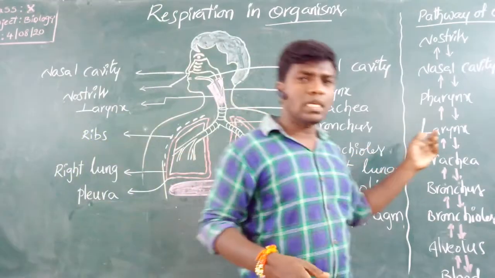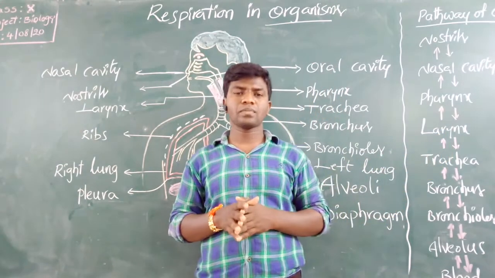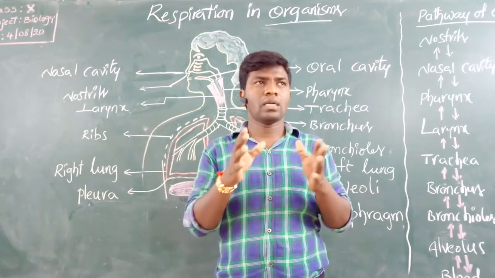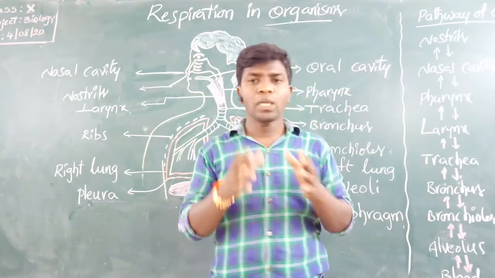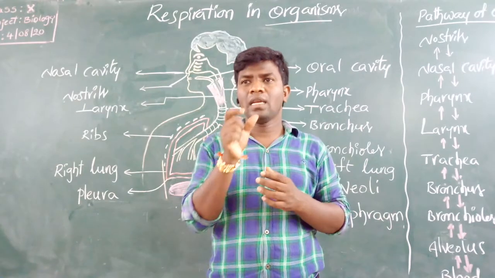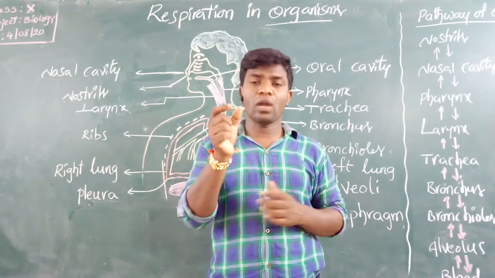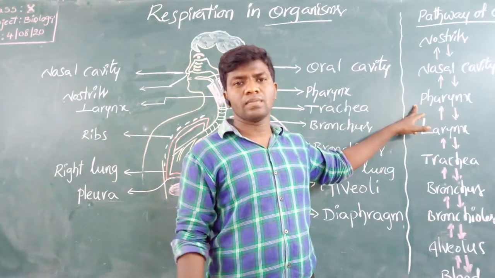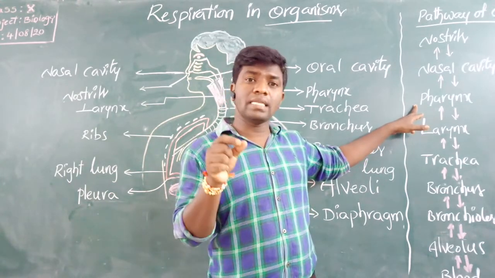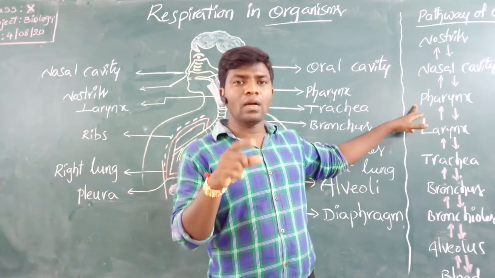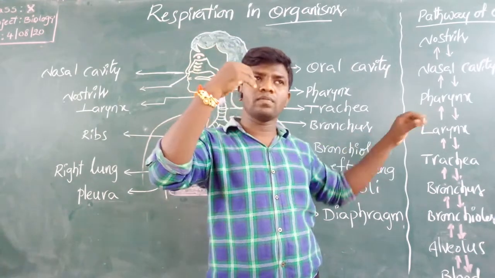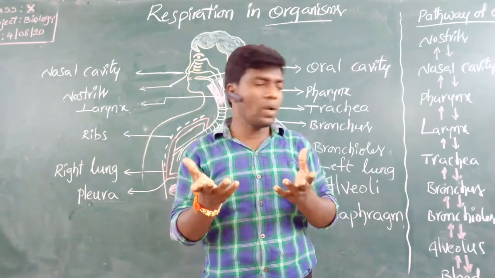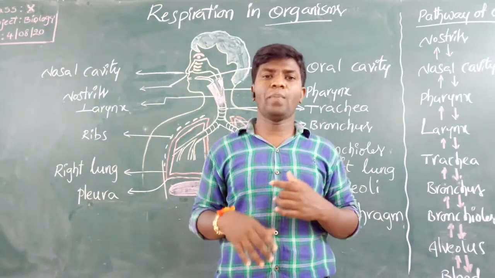So here I just wanted to recall one point. A flap-like tissue behind the tongue is called the epiglottis. The epiglottis, I already told you, is present in the part of the pharynx. So this epiglottis covers the trachea when you swallow food. It prevents the food from entering into the windpipe.